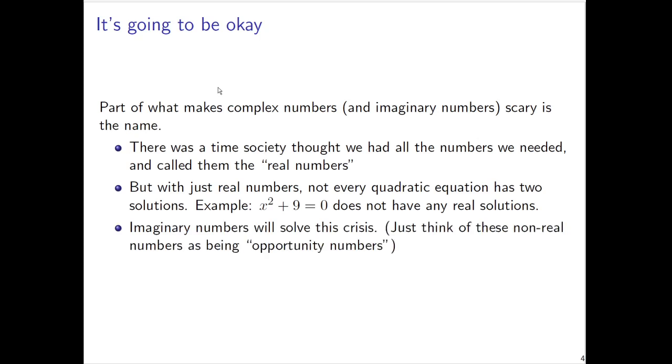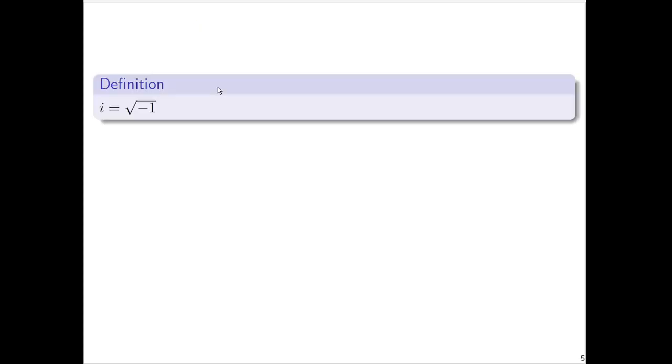Just think of these non-real numbers as just being opportunity numbers, possibility numbers. It's just going to mean that every quadratic equation will have two solutions. All we really need to base this on, we're going to just do the bare bones here and not overdo it, is we just need a definition.